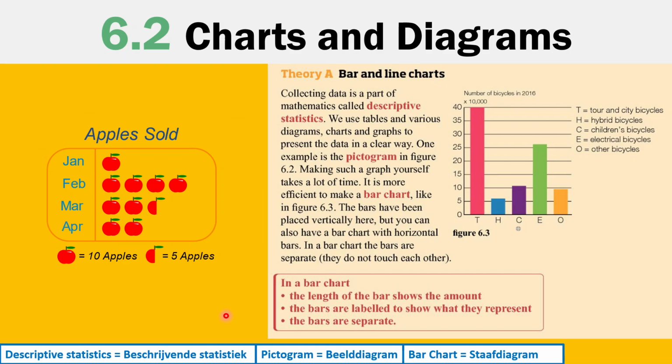This is an almost childlike way to do it. Sometimes you do see those in papers and such, but we just use pictograms and little pictures to show what they notate. One apple is 10 apples, a half apple is 5 apples. So apparently here I sold 10 apples in January and 40 in February and 25 in March, etc.